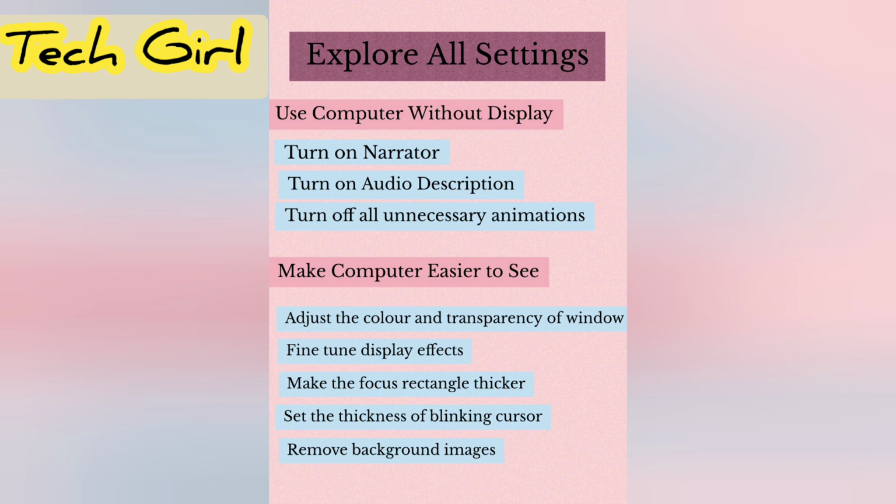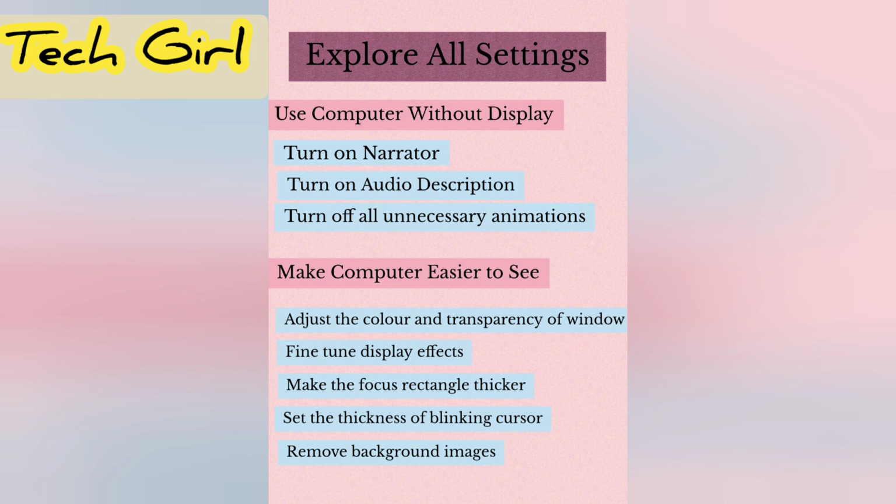This option makes the rectangle thicker around the currently selected items in the dialog boxes, which makes it easier to see. The next point is set the thickness of blinking cursor. This option allows you to customize the thickness of the blinking cursor in the dialog boxes and programs. This option is very helpful for the person who has a vision impairment, as normally it is a very thin cursor, so it's difficult to see. So if we set the thickness, then it can be easily seen.